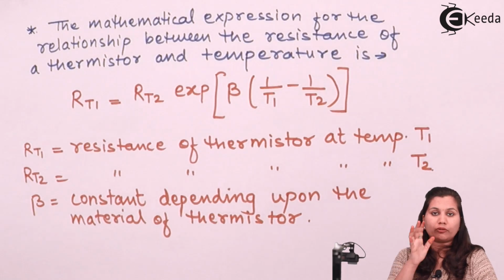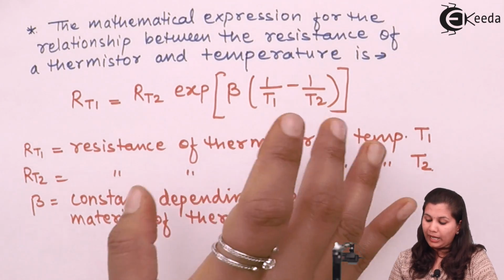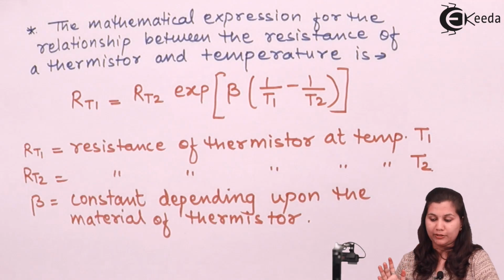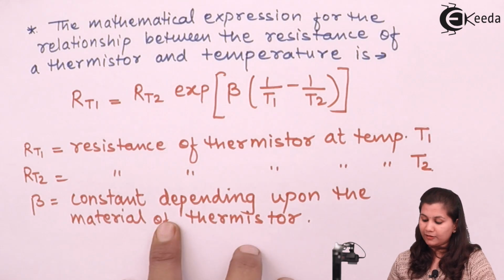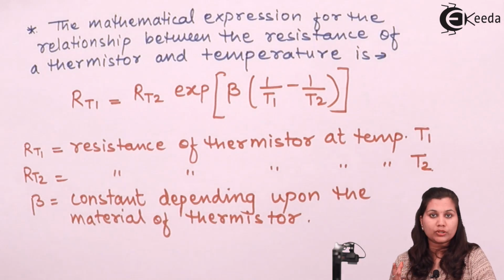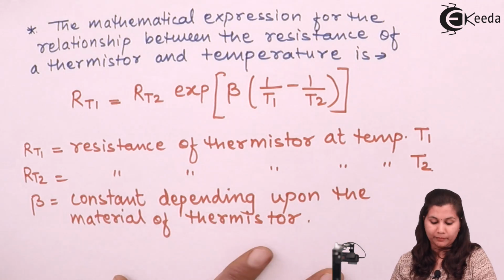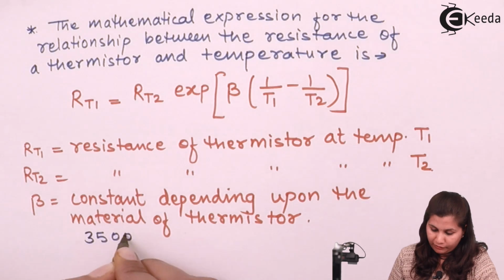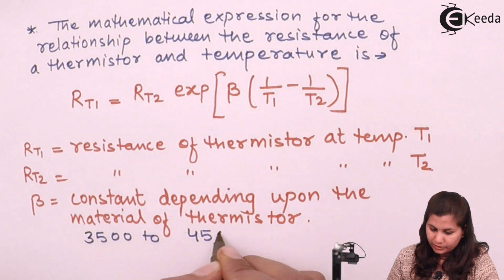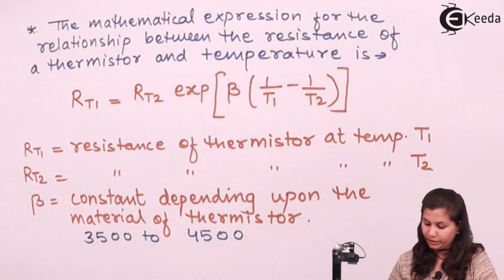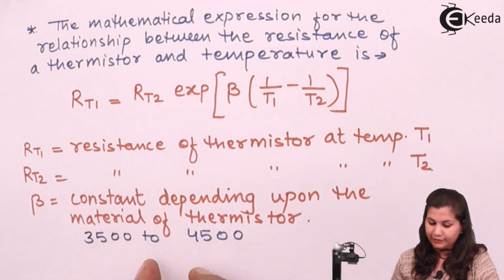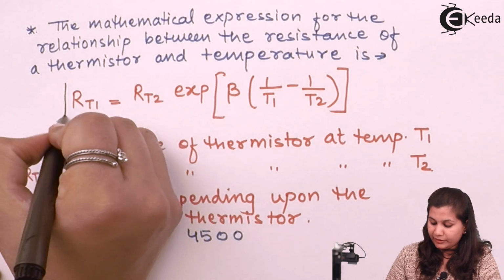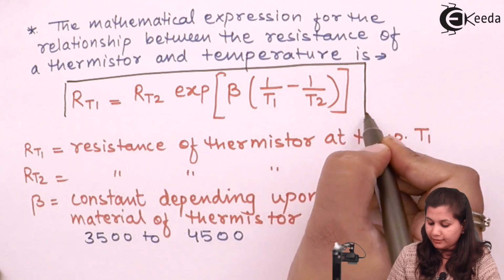So the temperature is changed from T1 to T2 degrees Celsius, and the change in the resistance is RT1 and RT2 at these temperatures. Now beta is a constant whose value depends upon the material of the thermistor, and typically its value ranges from 3500 to 4500. So in this range we have the value of this beta constant, and this expression defines the relationship between the resistance and the temperature.